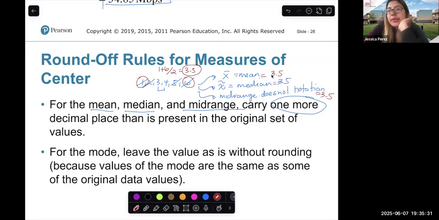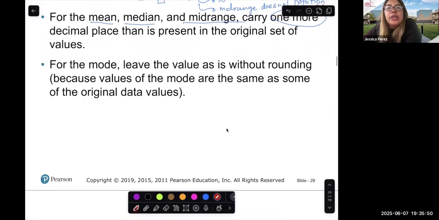Now, notice that all of these are one more decimal than the original data. So we're not rounding to the nearest whole number, and we always carry one more. So if the original data was a whole number, we do one more decimal place. Now for the mode, we leave the value without rounding.